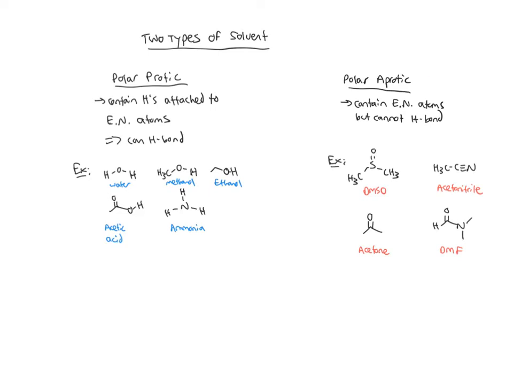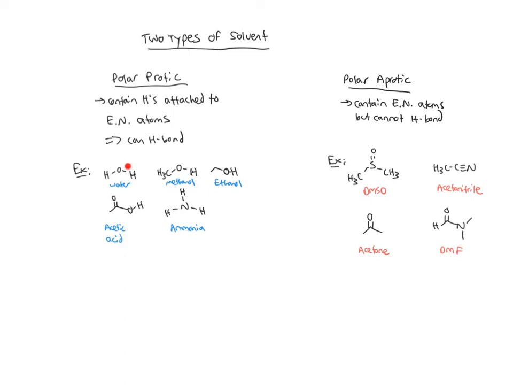So polar protic solvents are going to have H's attached to electronegative atoms. What we learned about H's when they're attached to electronegative atoms is that they can actually participate in H bonding. So that's going to be a key thing that these polar protic solvents are going to be able to do. They're going to be able to H bond. We're going to see how that comes into play with our SN2 reaction.